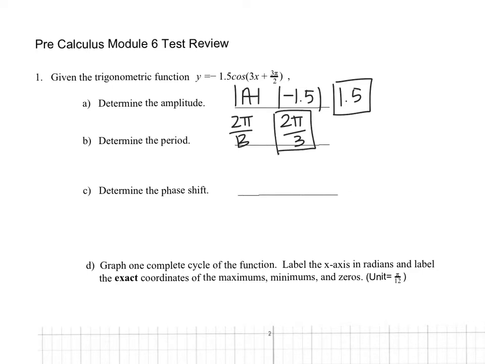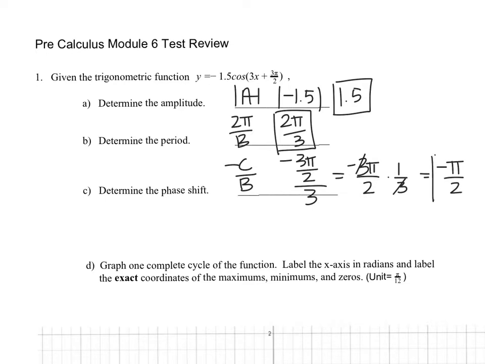The phase shift is negative c over b, which, given our equation, is going to be negative 3 pi over 2 over 3, which we want to simplify. We can rewrite that as negative 3 pi over 2 times 1/3. The 3's will cancel, and we're left with negative pi over 2 as the phase shift.